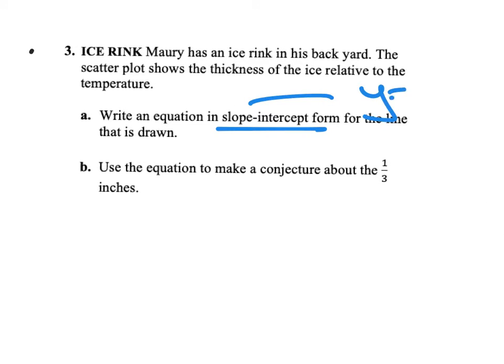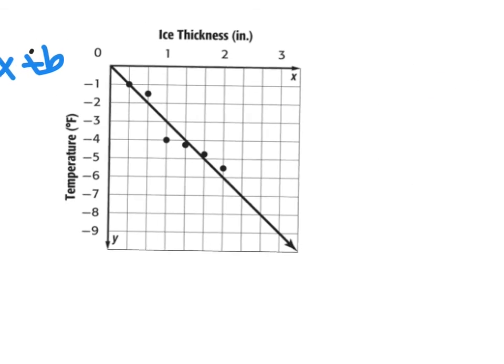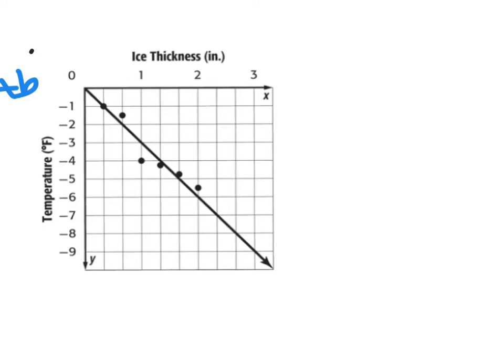So our y equals mx plus b. That's what we always use when we're writing an equation for a line, for the line that is drawn. So they have already drawn our best fit for us, so that's good. Our line of best fit is done.